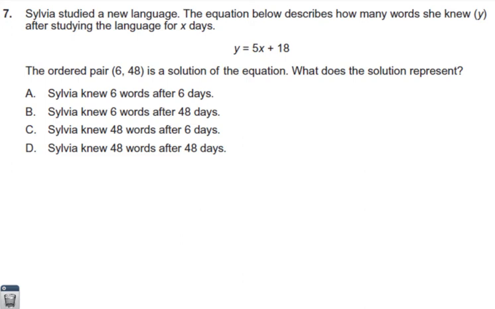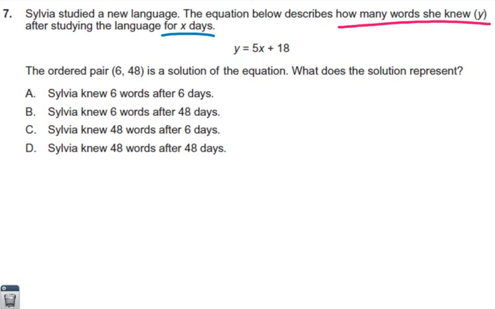Number 7. Okay. Number 7 talks about Sylvia learning a new language. Again, look, how many words is Y? How many days is X? And so they give you an equation that describes Sylvia's learning a new language. And so here's the equation. And then they say this ordered pair is a solution to that.